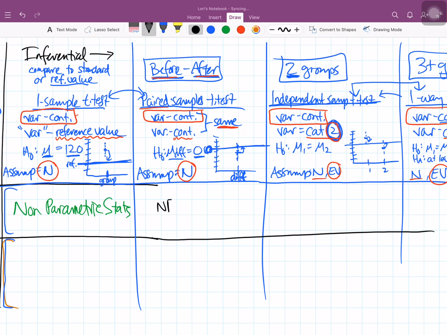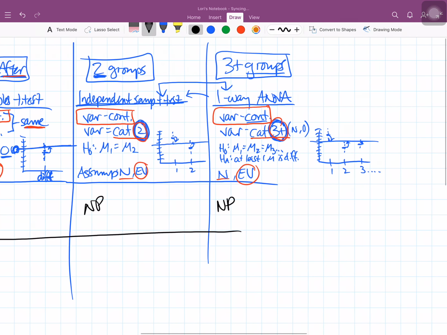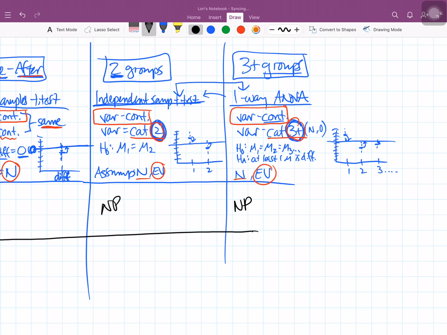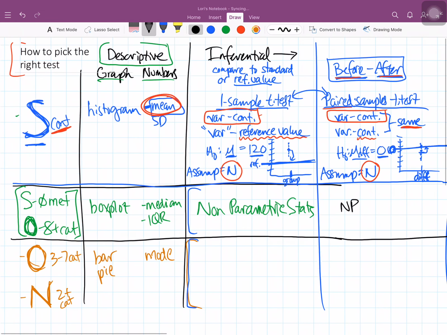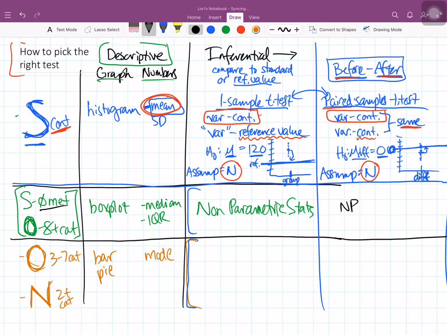All of these are non-parametric tests that you can do as a way to evaluate those relationships once you have this situation where the assumptions are not met. So hopefully that will be helpful to you as you are studying about how to pick the right test.